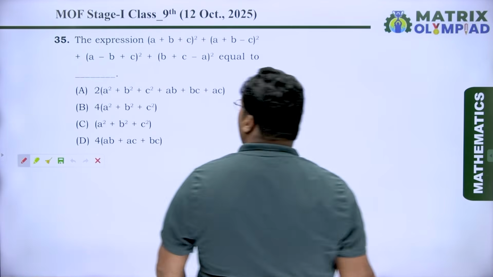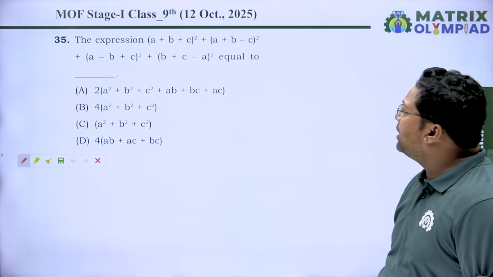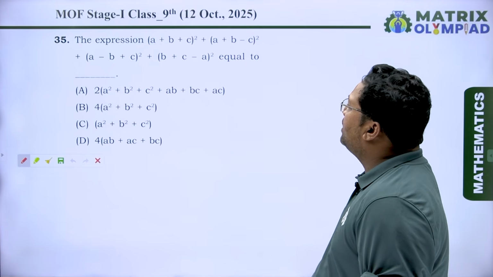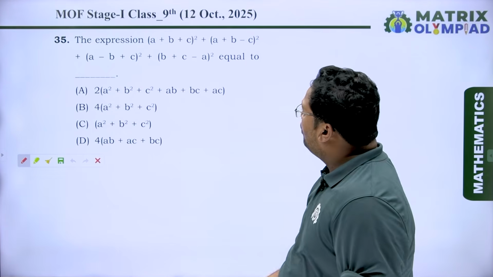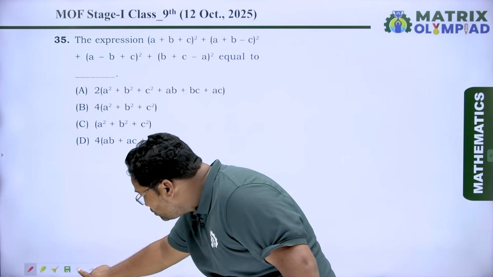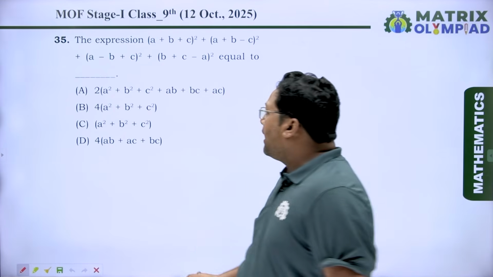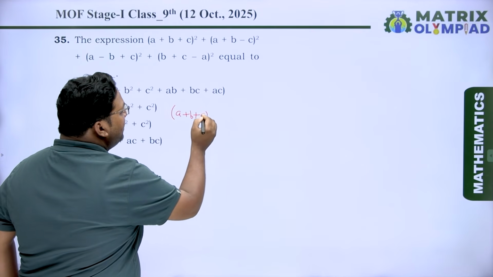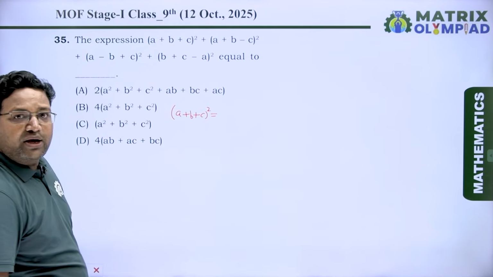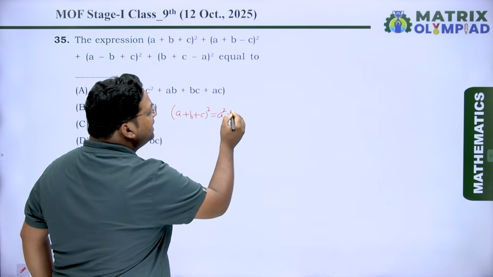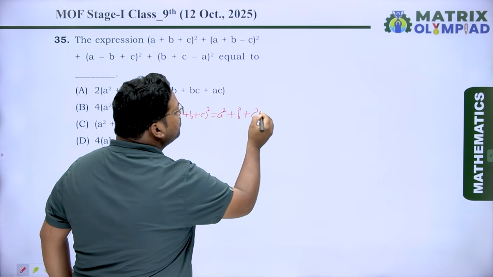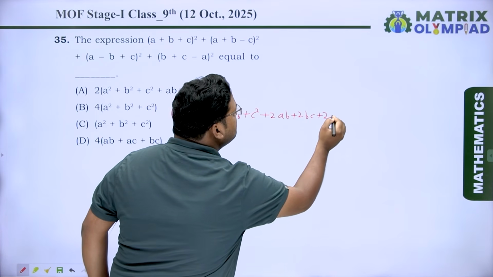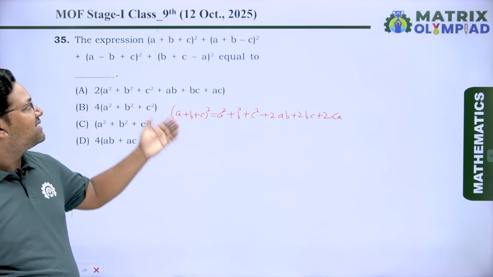Next question is the expression (a + b + c) whole square plus (a + b − c) whole square plus (a − b + c) whole square plus (b + c − a) whole square equal to. So we have to apply here the identity. The identity of (a + b + c) whole square is a square plus b square plus c square plus 2ab plus 2bc plus 2ca.